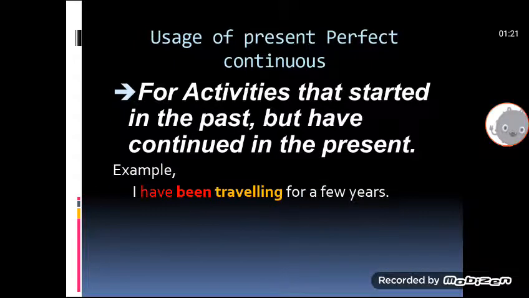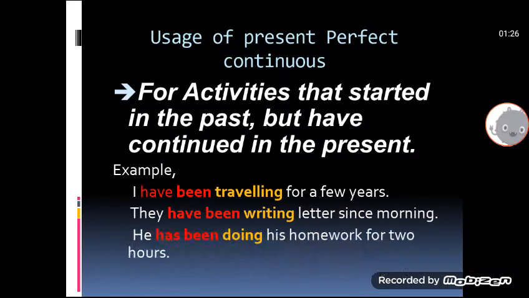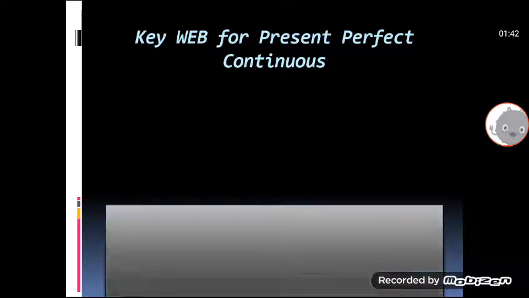Examples: I have been traveling for a few years. They have been writing letters since morning. He has been doing his homework for 2 hours. Now you can see here the usage of since and for, as well as the helping verbs has been, have been, and the verb's fourth form.